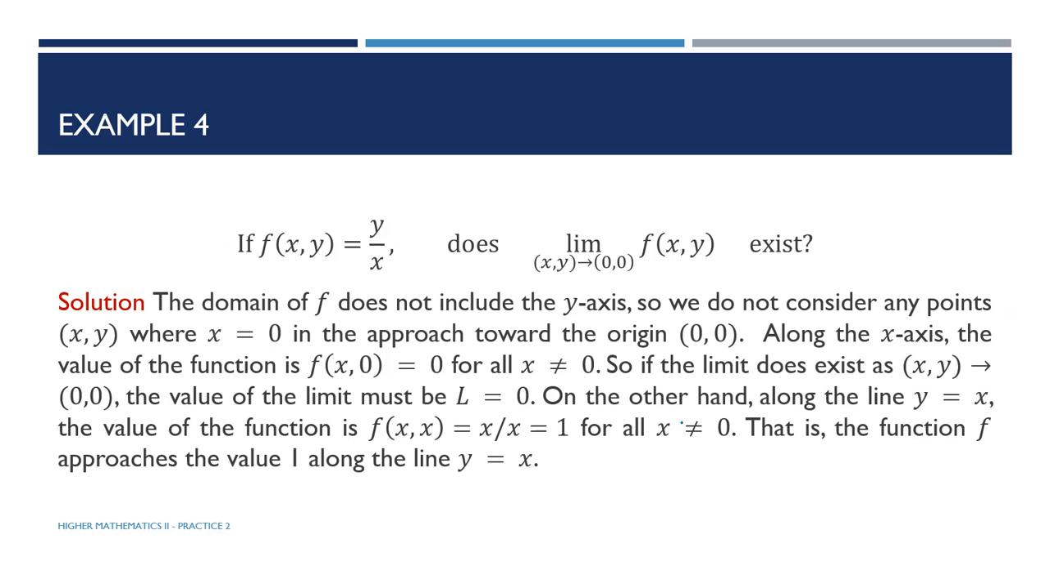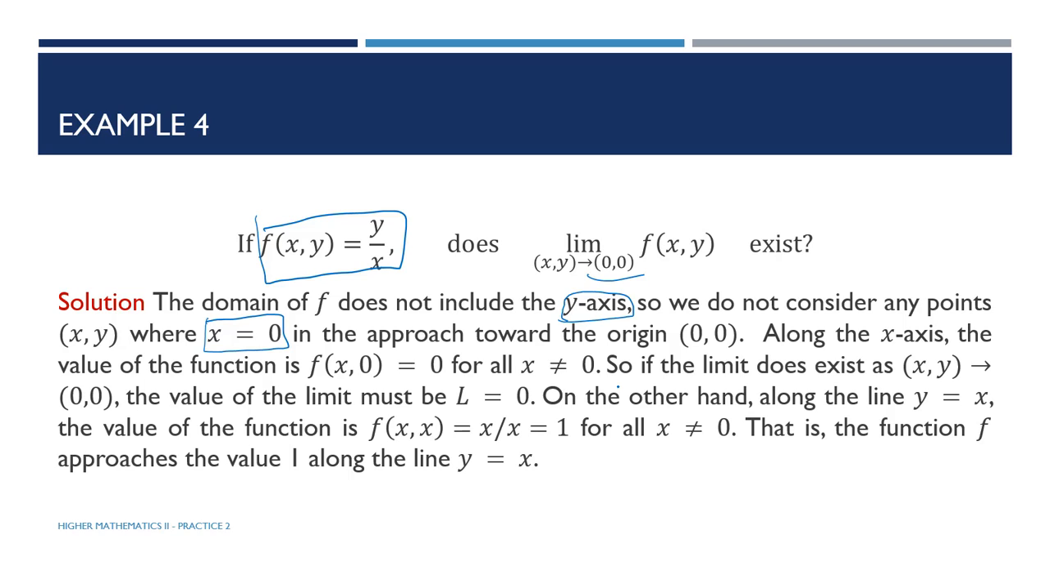The next one is example 4. It says we have a function f of x, y, which is y over x, and we look at the point 0, 0, to see if this limit exists or not. The domain of f does not include the y-axis, so we do not consider any points x, y where x equals 0. In the approach toward the origin along the x-axis, the value of the function is f of x and 0, which is 0 for all x not equal to 0. So if the limit does exist as point x, y tends to 0, the value of the limit must be 0.